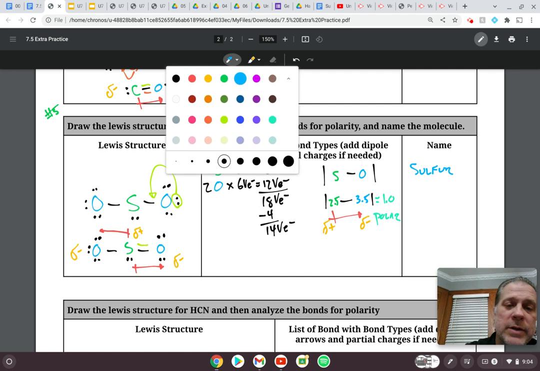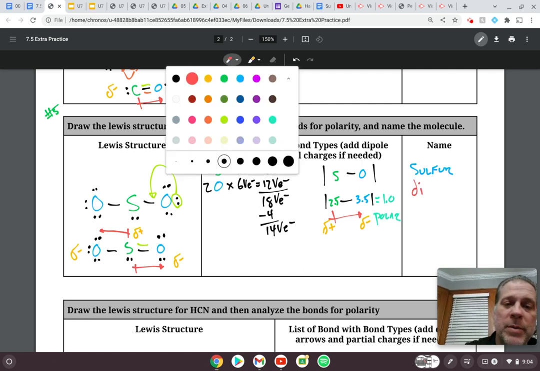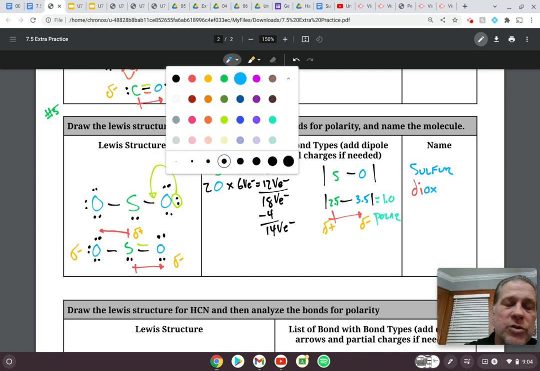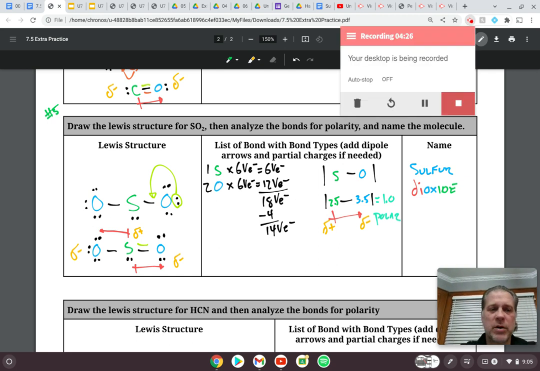I see that there's 2 oxygens, so that tells me I need a prefix of di. It's going to become ox. And so then we're going to drop the oxygen ending and add IDE, and it's going to become sulfur dioxide. So that is the solution for problem number 5. Hopefully that helps if you had some questions, and good luck finishing the worksheet.